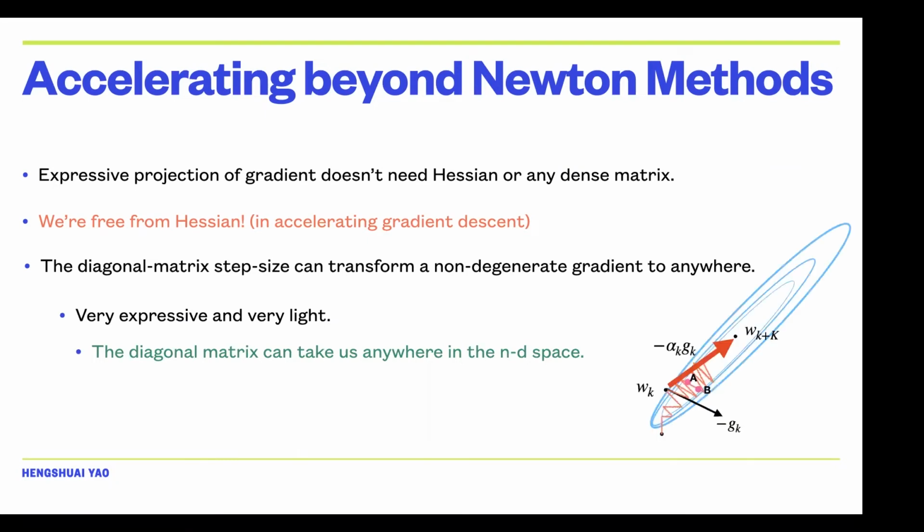Remember that at iteration k, we have our current parameter vector wk. From wk, we calculate the gradient, the negative gradient direction here, but we don't want to follow the black arrow. Instead, we want to follow the red arrow. The red arrow is a projection made by the diagonal matrix, pointing to a neighborhood of w star. So basically, the diagonal matrix can lead us there, theoretically possible.